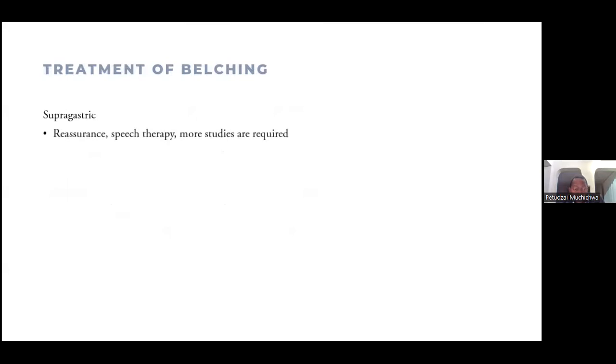Treatment of supragastric belching is largely reassurance. Speech therapy may actually offer treatment as well. However, more studies are required to ascertain the role of speech therapy. Referral to a psychiatrist, as this often coexists with psychiatric illnesses.